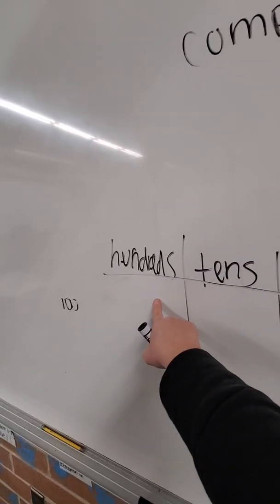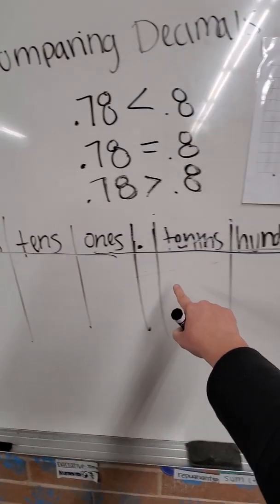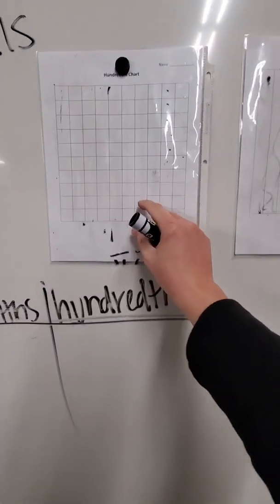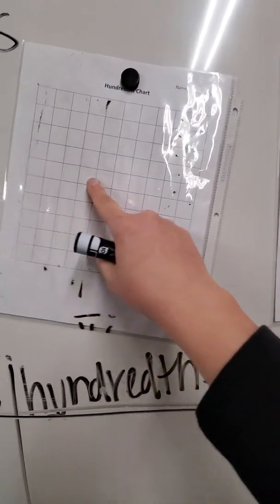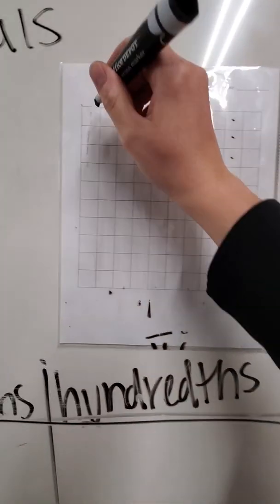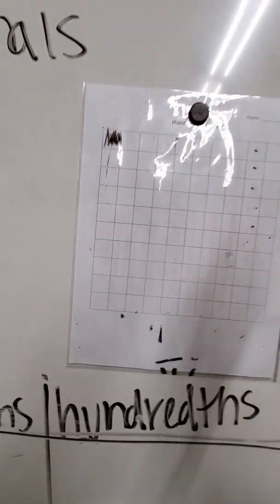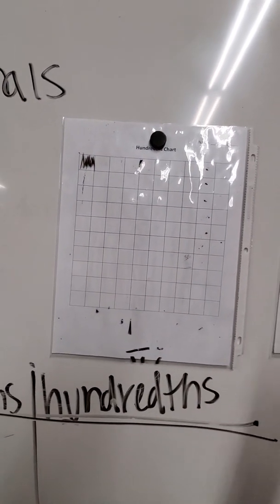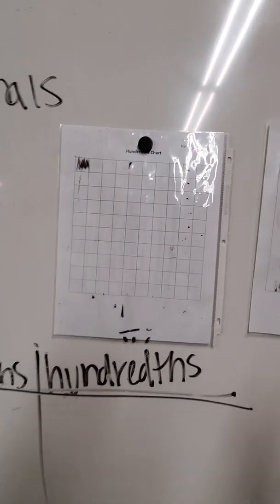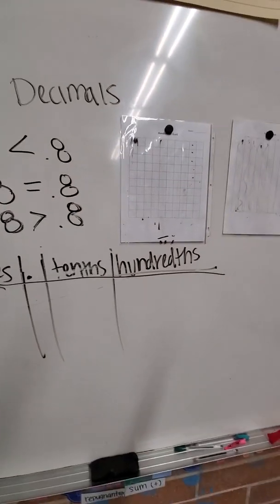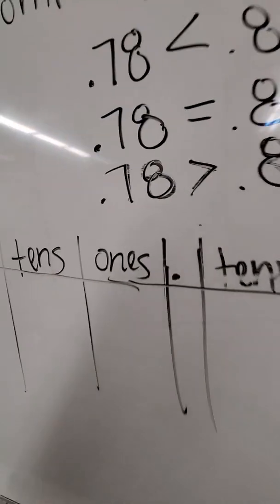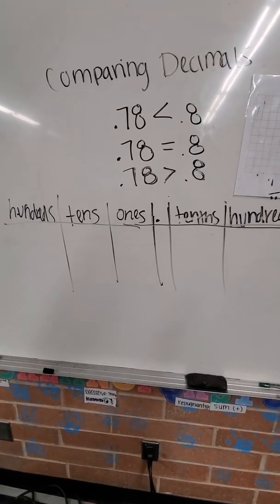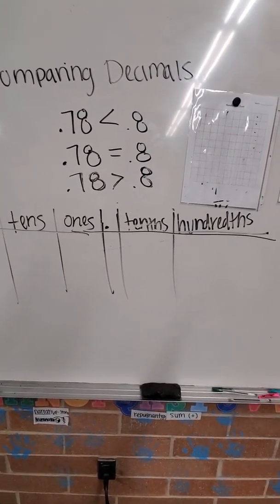So obviously hundreds are a lot bigger than these tiny little hundredths. These are very tiny little pieces. A hundredth would be this size right here. I would rather have $100 than this tiny little amount right here. So I'm going to use my place value chart to help me figure out which one is larger and smaller.